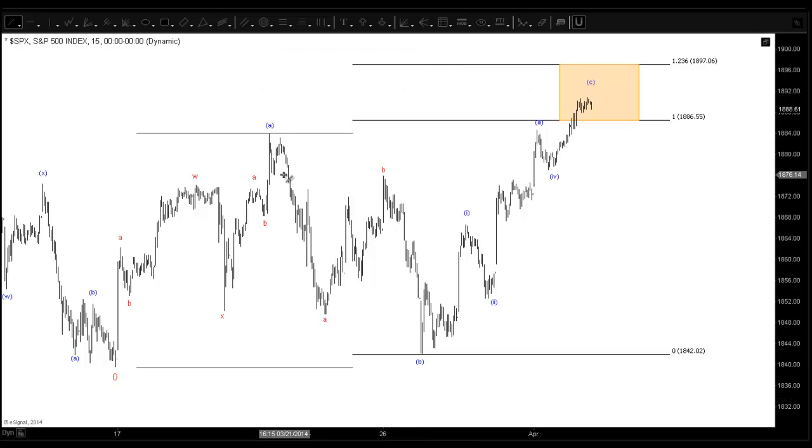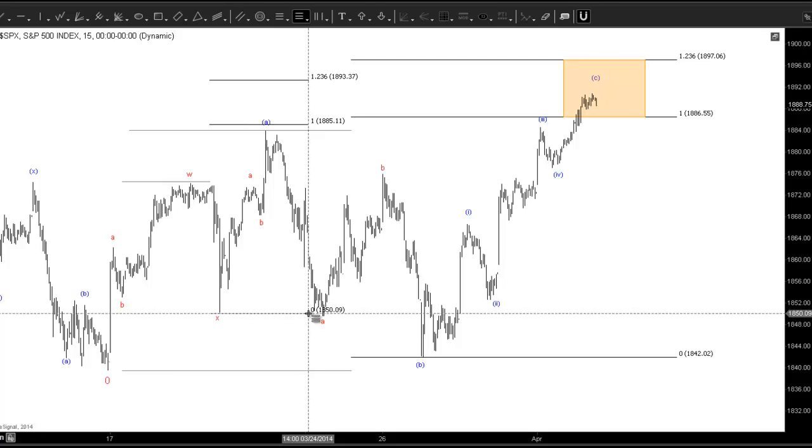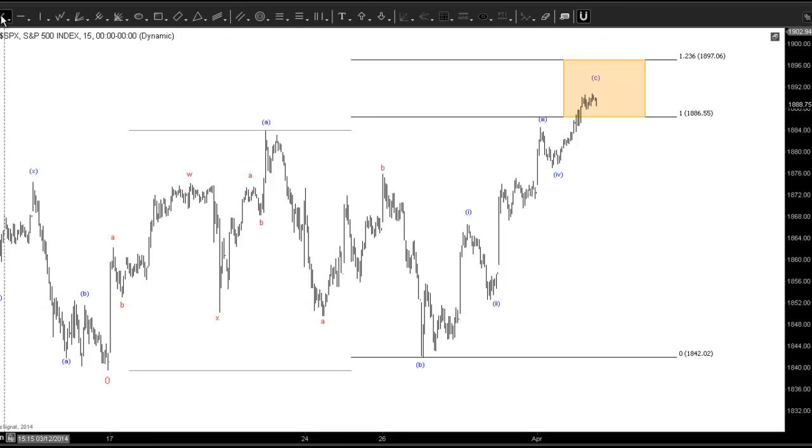In this intraday video, we're going to take a look at the 15-minute chart of the S&P 500 index. Let's take a look at the price action from the 14th of March low around 1839. The initial move up was in three waves A, B, W, followed by a sharp pullback in wave X, and then we had another three-wave move to the upside, A, B, C. You can see we pretty much got to the equal legs there, missed it by a couple of points. So this cycle completed there.